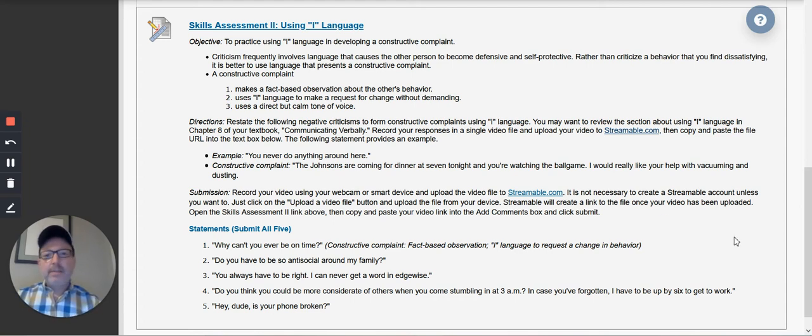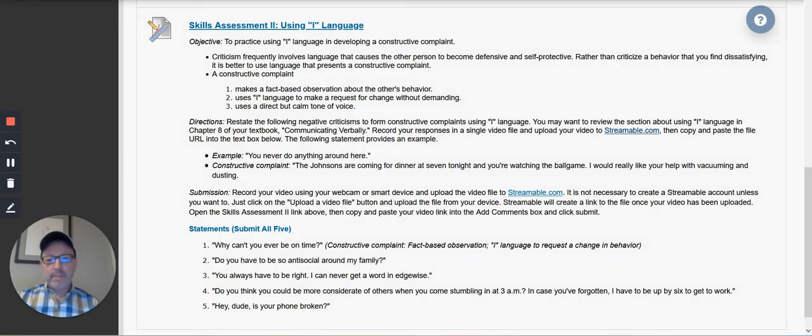So the second skills assignment is called using I language. I as in me, myself. So I language is the opposite of you language, where the focus of the sentence is on you, it's on the other person. Whereas with I language, the focus of attention is me and what I'm feeling and what I want to happen.